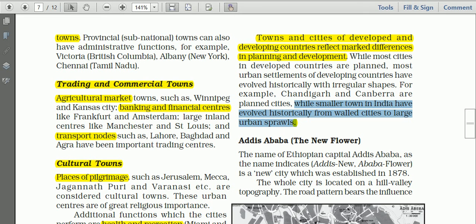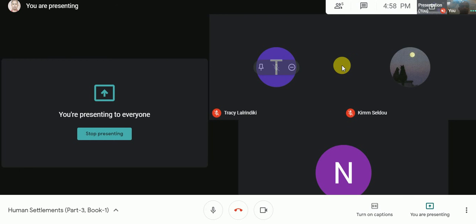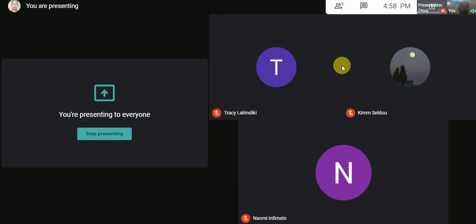Any question regarding these differences between cities and towns of developed and developing countries?